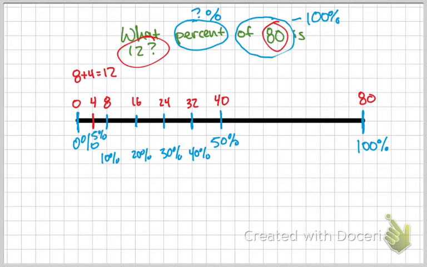Well, once I've done that, I know that I can add my 4 to my 8 to get me to 12. And that means I'm going to add 5% to 10% to get me to 15%. And so now I know the answer to this problem, that 12 is 15% of 80.